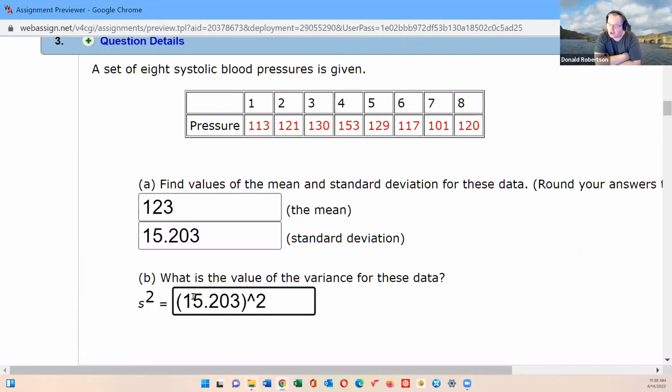So the variance is just another measurement of how spread out data is. It's not as used as often, but it does get used sometimes. So standard deviation and variance are very closely connected. Isn't the variance just the standard deviation squared? That's all it is. So I've got 15.203, which I'm now going to square. And the answer that I get is to 3 decimal places, because that's what they asked all of the answers to be, 231.131. That's what it is to 3 decimal places.